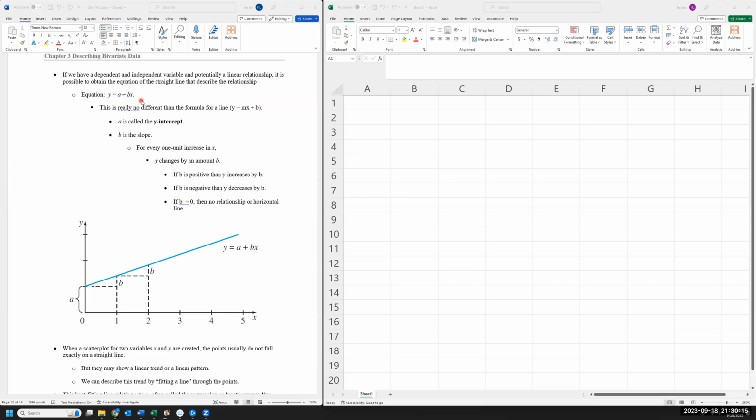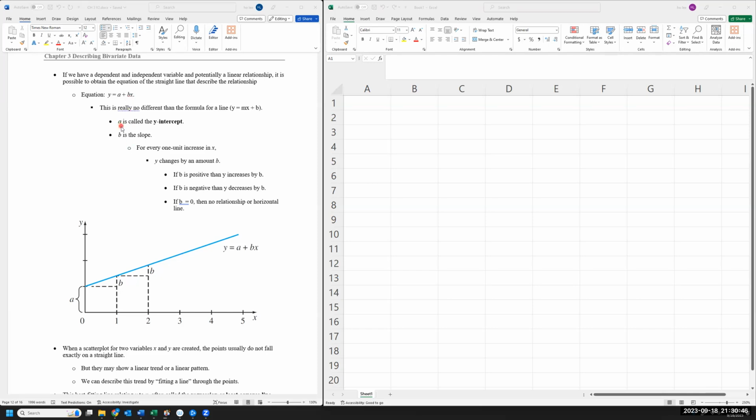Okay. This is no different than the equation I put up 5 seconds ago or 5 minutes ago. Y equals mx plus b. The only difference is we're using A as the y-intercept instead of b, and we're using b as the slope instead of m, okay? So this is the least square line, y equals a plus bx, where a is the y-intercept, b is the slope. And remember what the slope tells us?